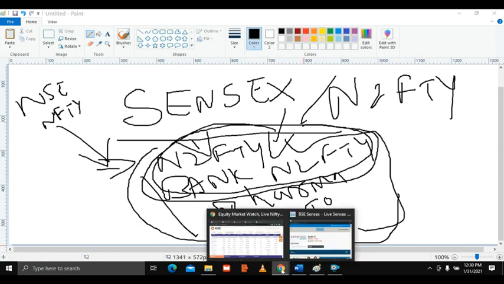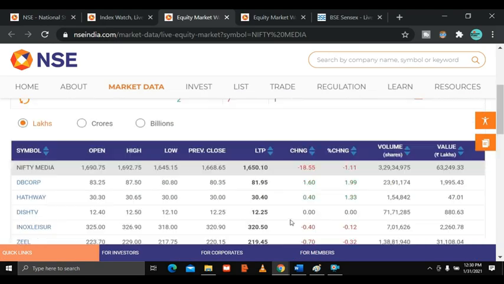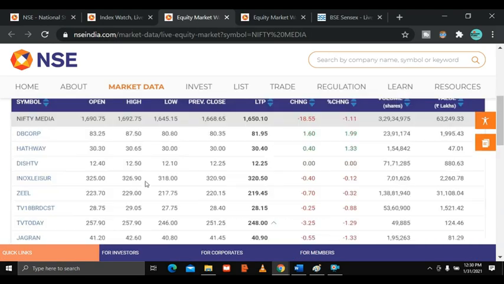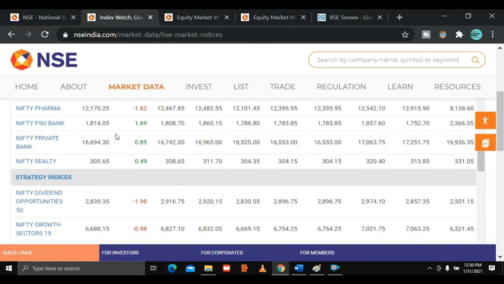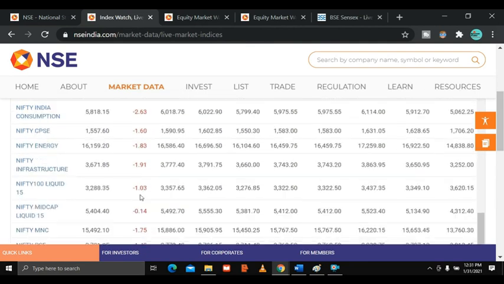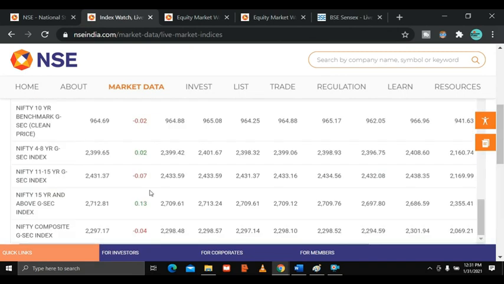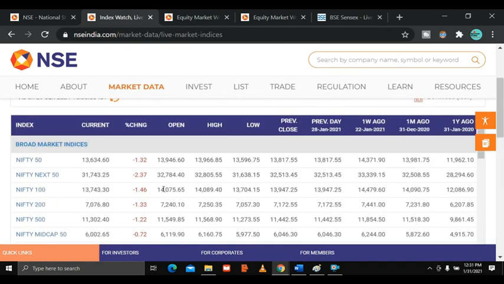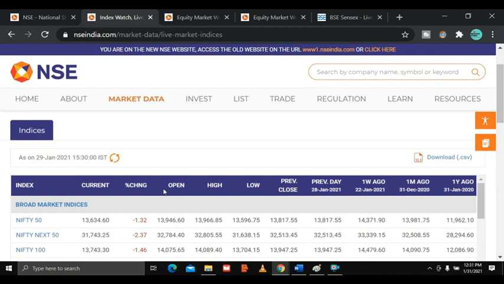It doesn't mean that you should not trade other indices. You can trade any index you want. Look at this, there are crazy indices, something different indices. But if you ask me about liquidity, Nifty and Bank Nifty have the highest liquidity to trade. That is where you can trade indices.